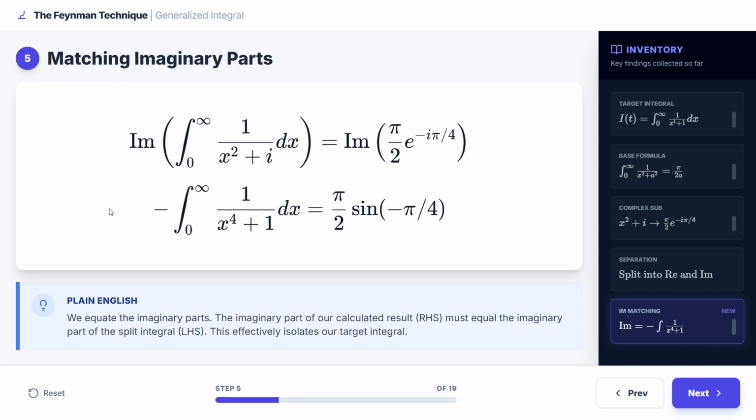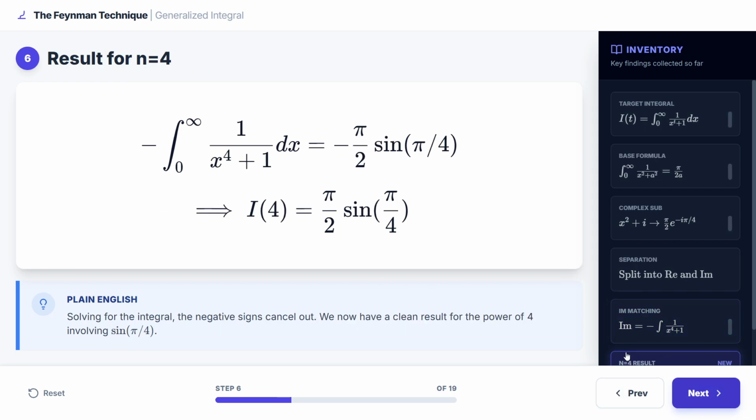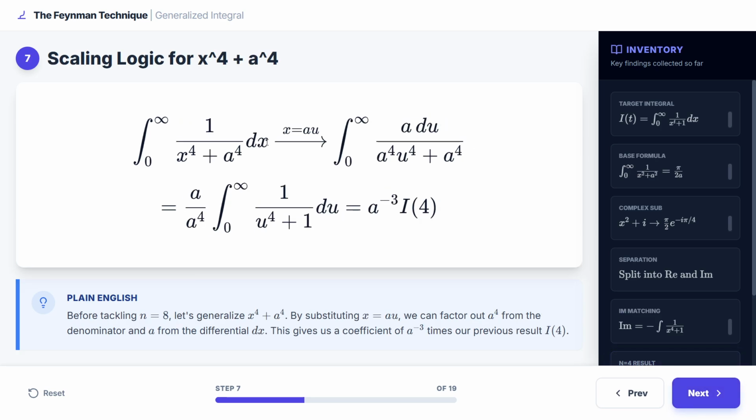And then, of course, you'll notice the negative signs will cancel out. So I sub 4, or I of 4, is equal to pi over 2 sine pi over 4. Don't forget our original I was in terms of t. So I of t was our original target integral. And now we've shown the special case, I of 4. So we know that.